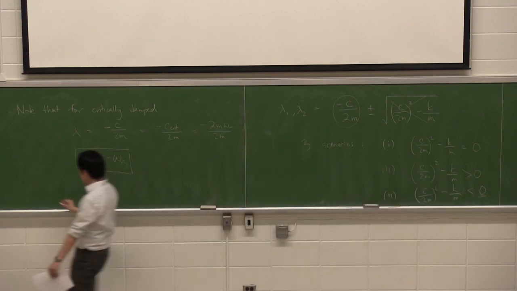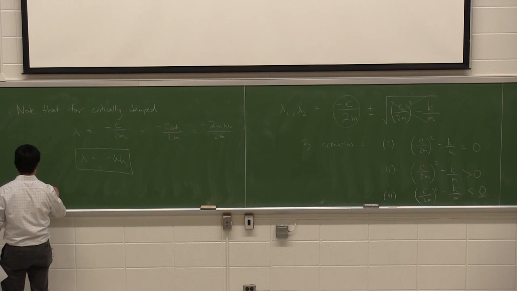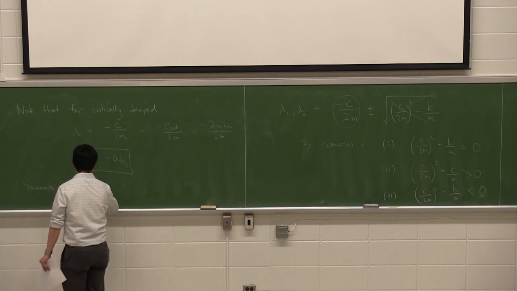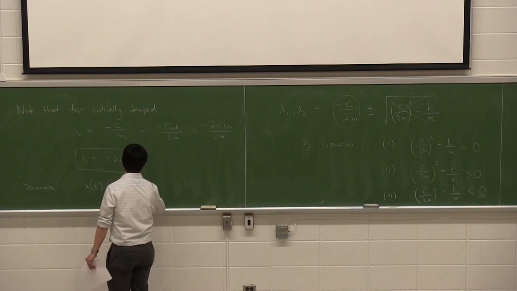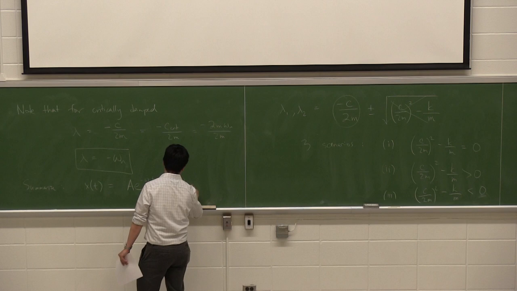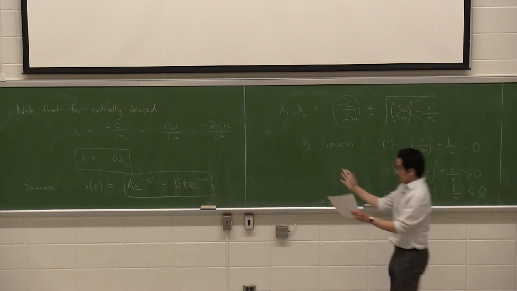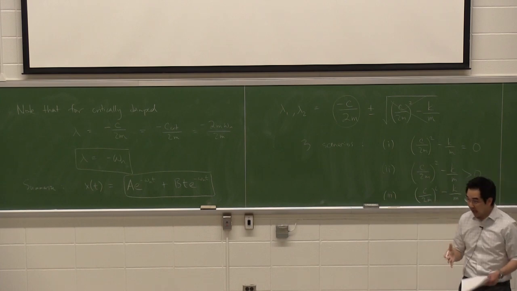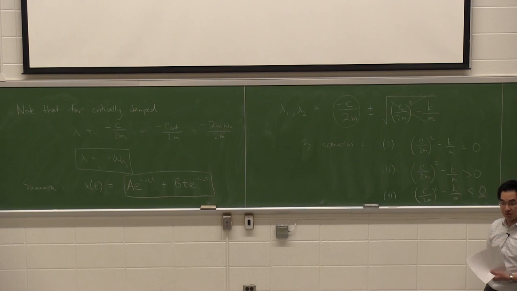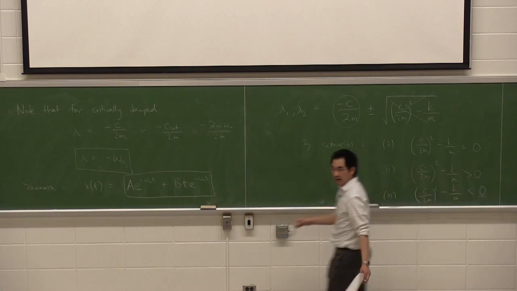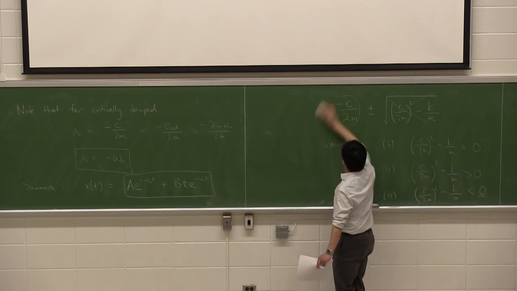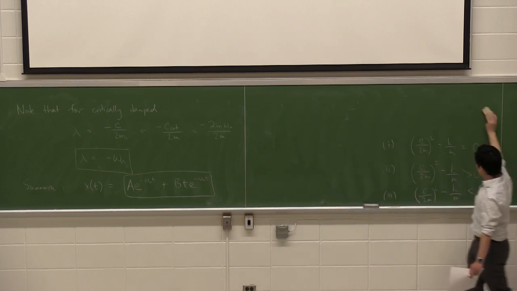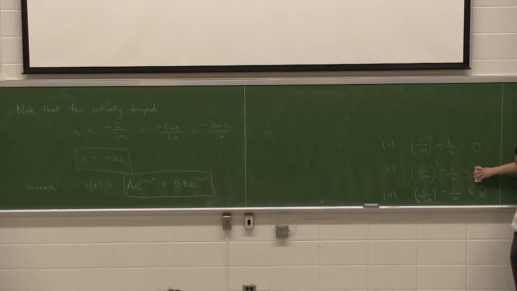So to summarize, your solution is going to be this, A e to the negative omega n t plus B t e to the negative omega n t, right? That is the solution where it is critically damped, and you end up having to solve for A and B once you're given the initial conditions. Okay? So that is scenario number one. Okay, scenario number two. I'm going to do the easy one where it's greater than zero.